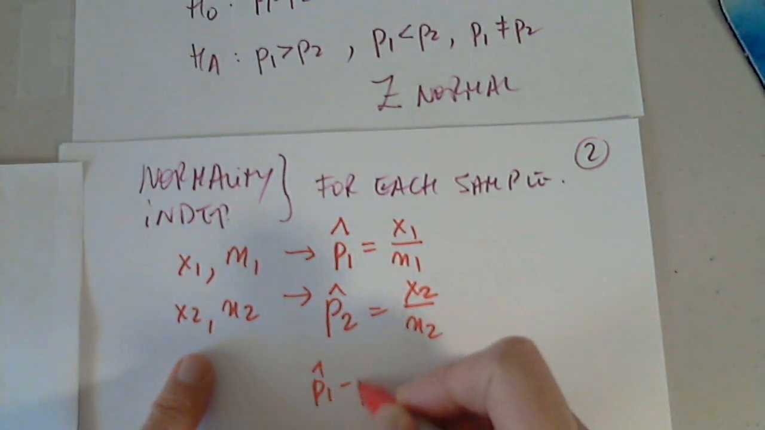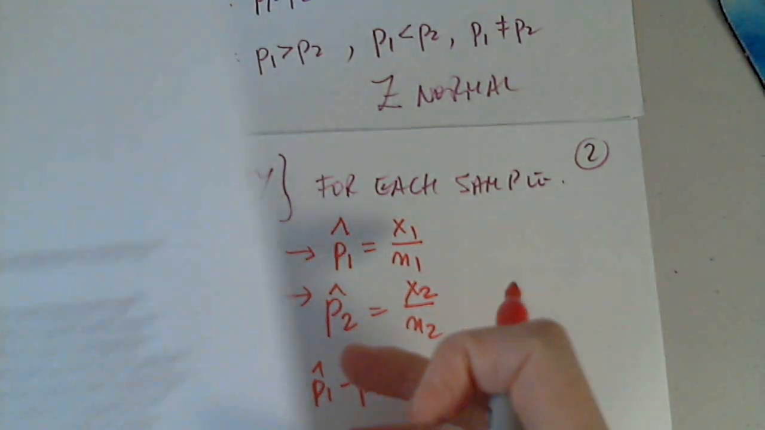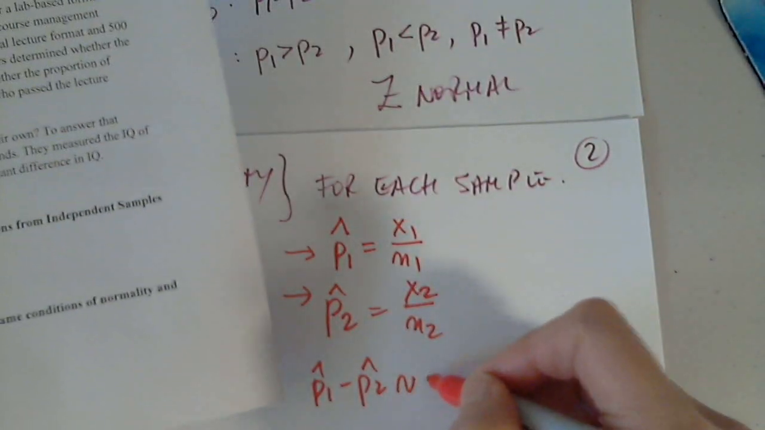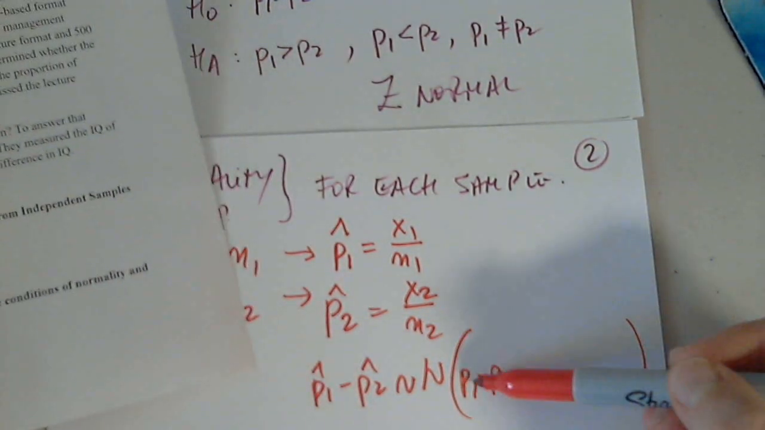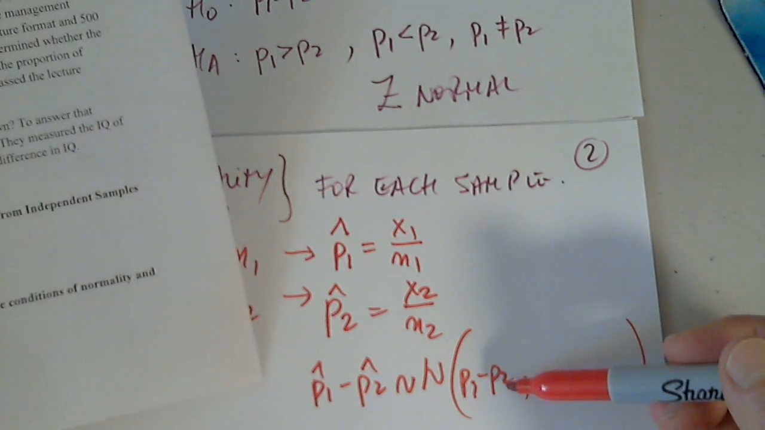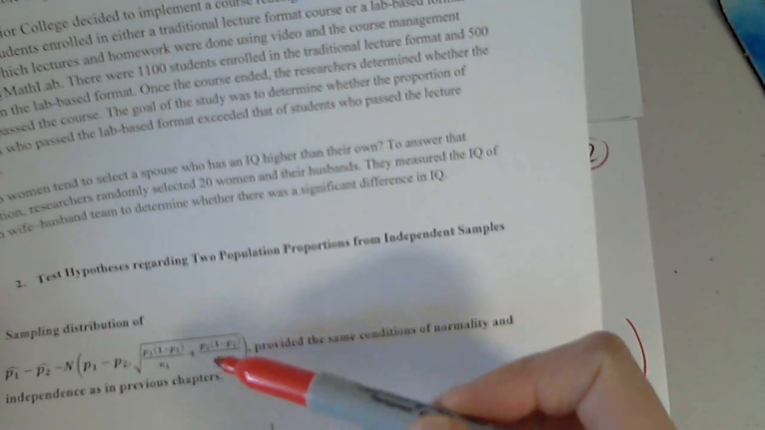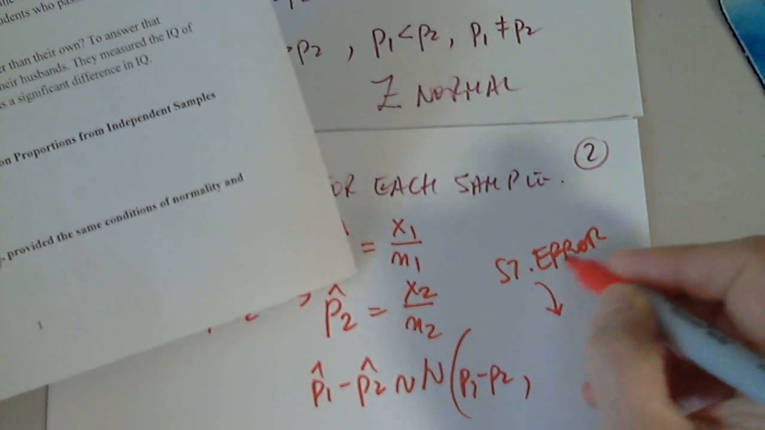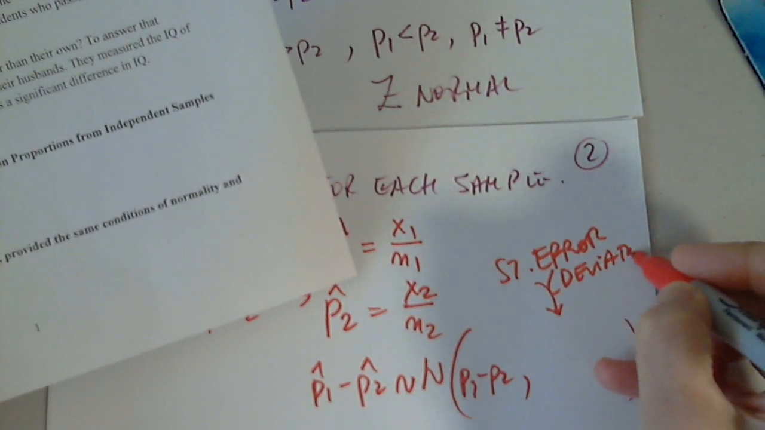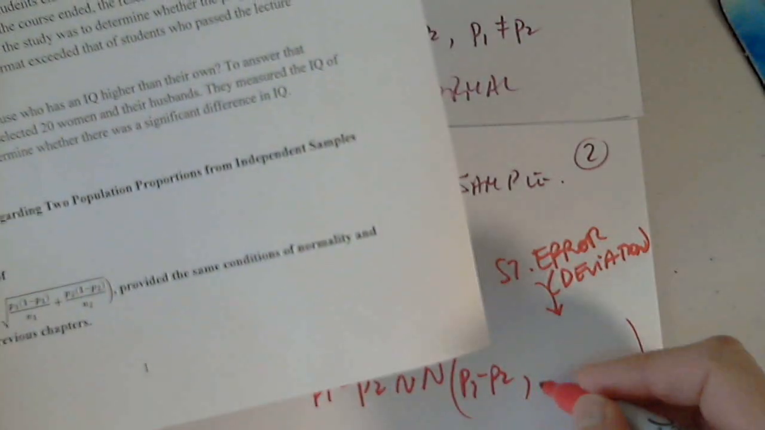And P1 hat minus P2 hat will be normally distributed as we had before, but now it's all about the difference. So this will be P1 minus P2, the population proportion 1 minus population proportion 2. And now the standard deviation or standard error for the difference of the sample proportions is a combined square root.